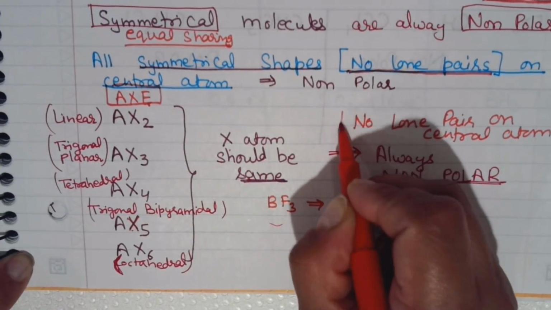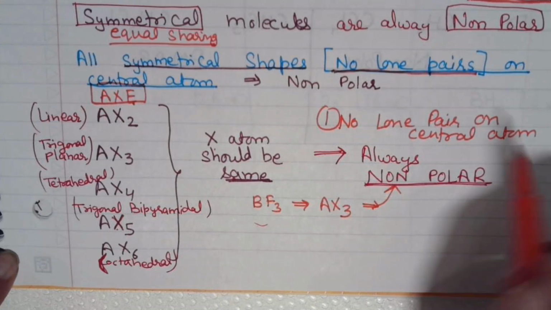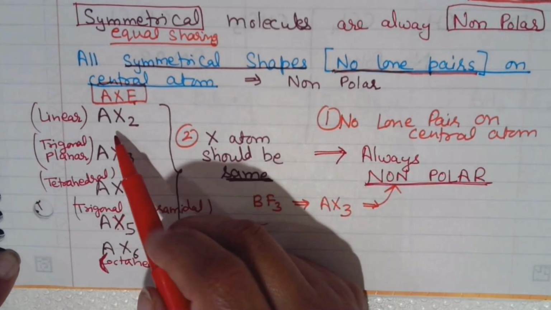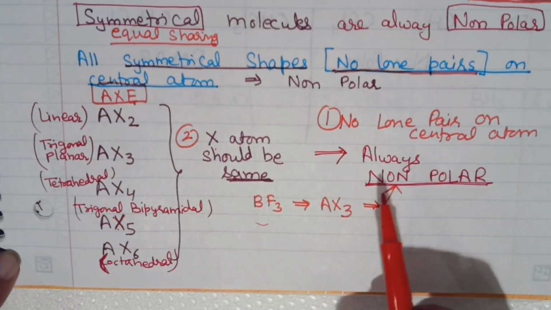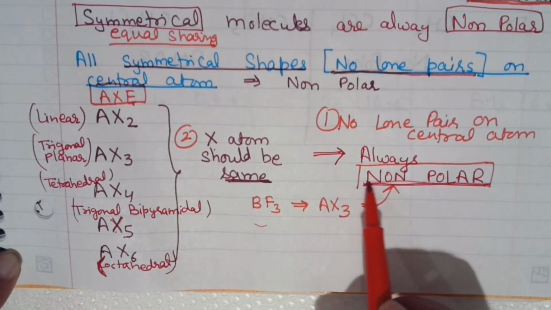This is the first condition, right? There should be no lone pairs on the central atom. And the second condition is the X atoms are the same, right? So whenever you see this shape, it will always be non-polar.